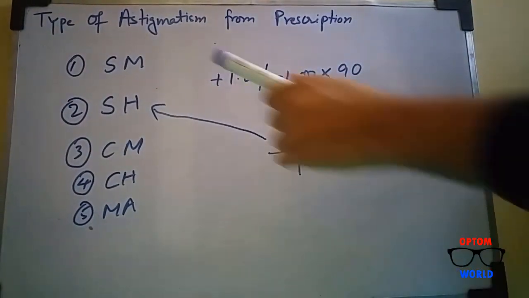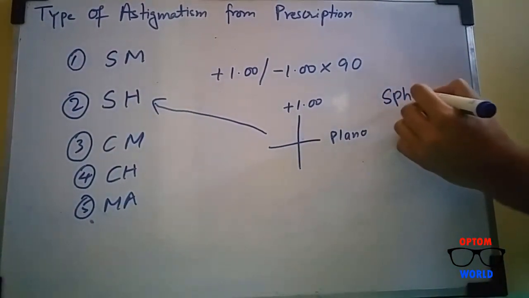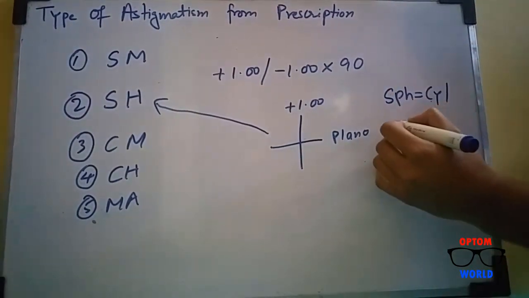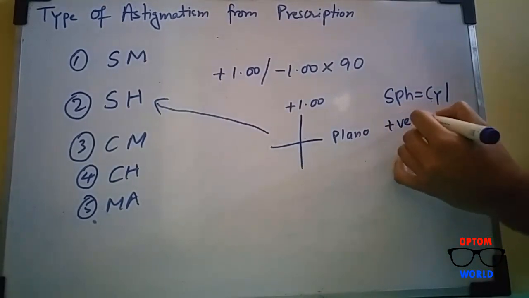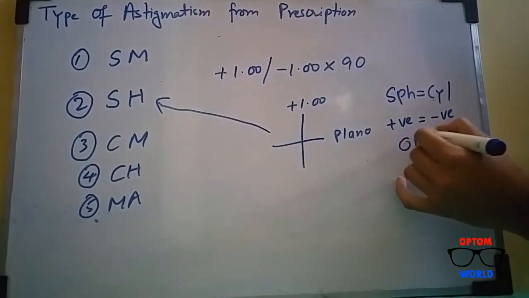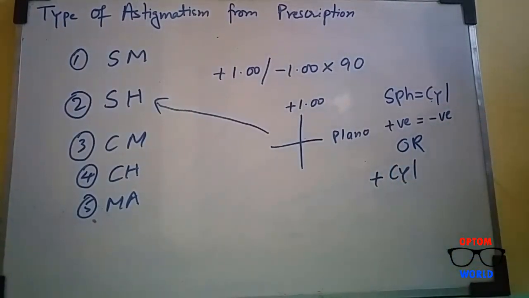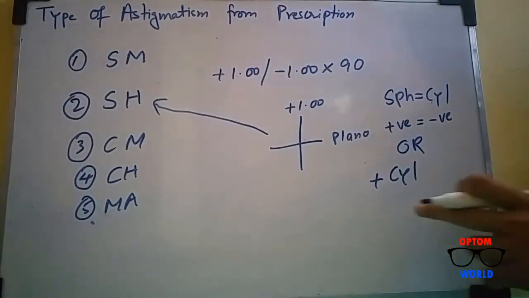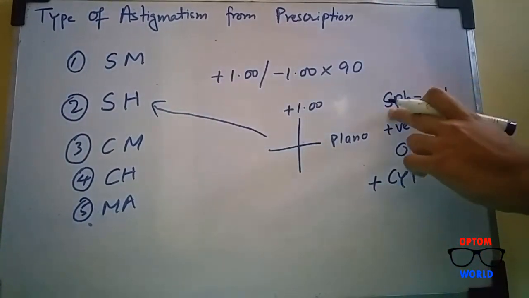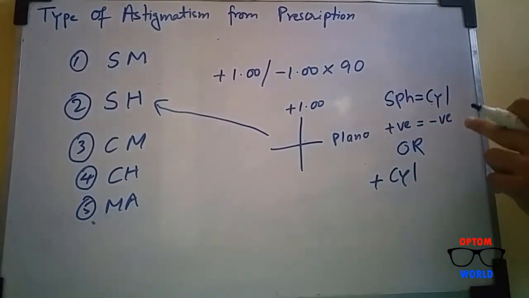So we can say that for simple hyperopic astigmatism, sphere should be equal to cylinder, and sphere should be positive and cylinder should be negative. Or we can say that you will see only a plus cylinder in the prescription. So for simple hyperopic astigmatism, either you will see only a plus cylinder at a certain axis, or if you see a sphere, then sphere and cylinder must be equal, and sphere must be positive and cylinder must be negative.